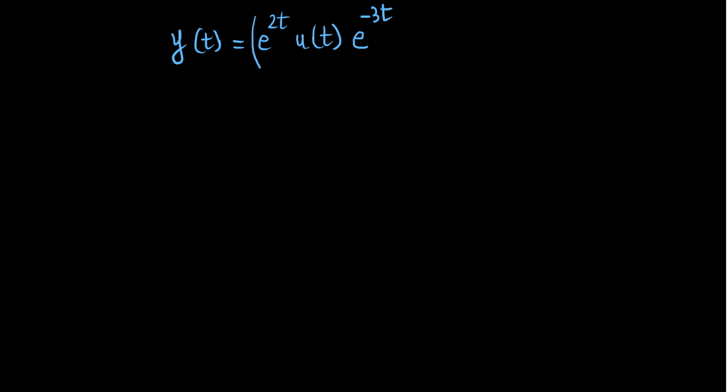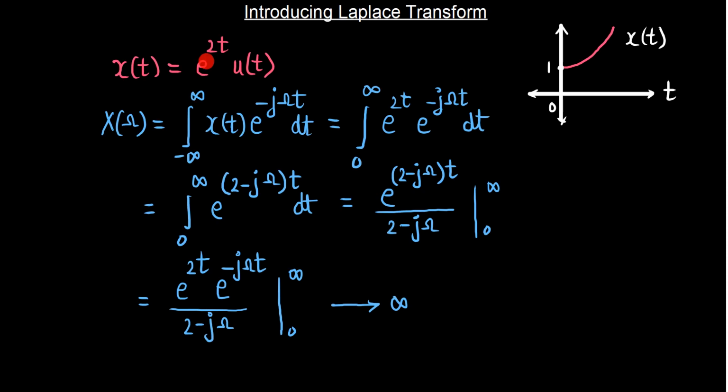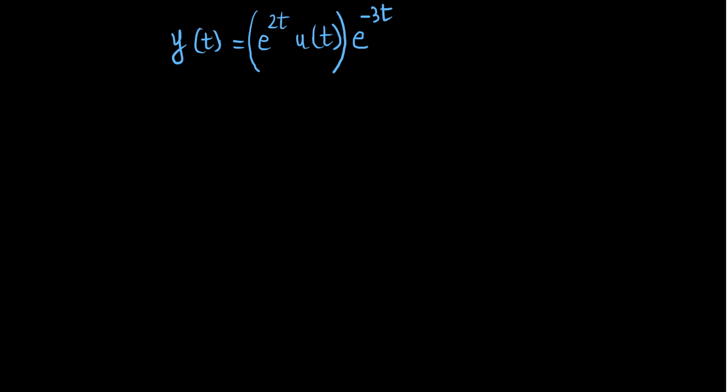So I've multiplied the original signal here, that was e power 2t times u of t, by an additional factor, that is e power minus 3t. So this e power 2t will get multiplied with e power minus 3t, giving us e power minus t, and that signal is going to converge. Somehow we are going to tweak this signal such that it gets tapered, or converged. If we do that, the signal is going to be absolutely integrable.